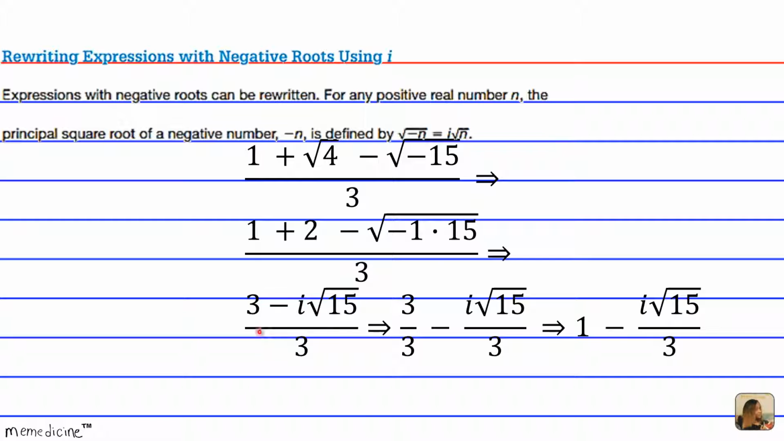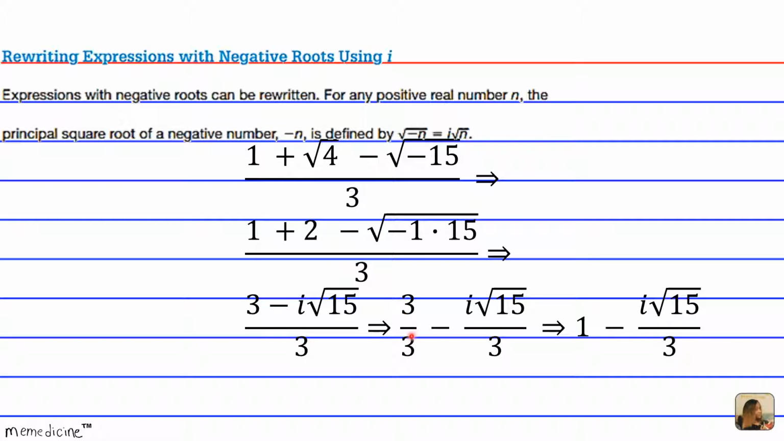So we have 3, because we can combine our 1 and our 2, minus i times the square root of 15. Because 3 doesn't contain an i as well, we can't combine these two terms, okay? A real number can't be combined with an imaginary number. So this is still all over 3, but we notice that we have a 3 in the numerator, 3 in the denominator. What we can do is separate our terms in the expression.